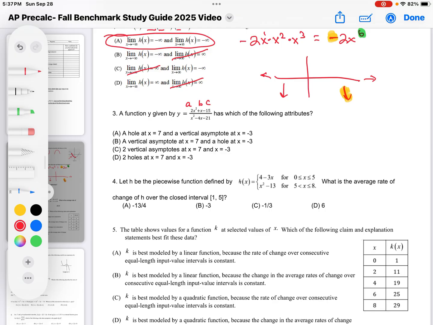To factor this, we're going to take our a times our c, which will give me negative 30. And we need the two numbers that multiply to negative 30, but also add to the b value, which is 1. So you should be thinking 6 and negative 5.